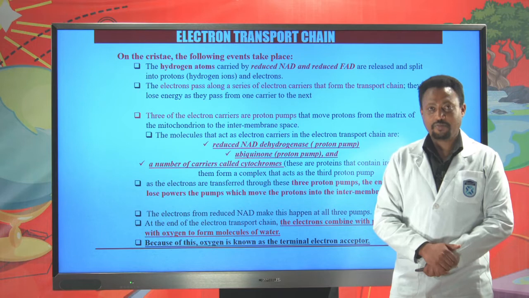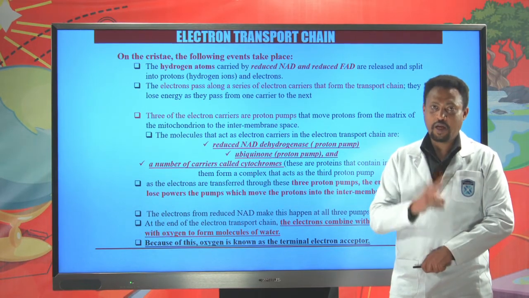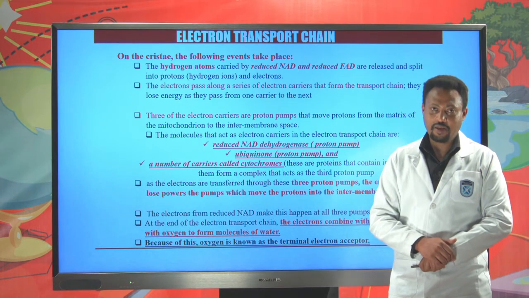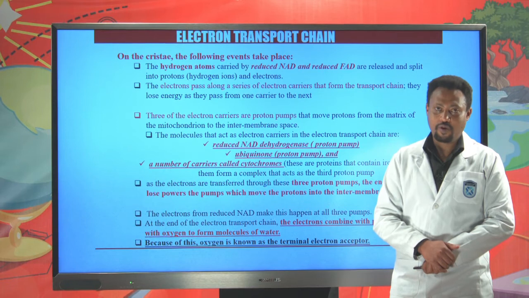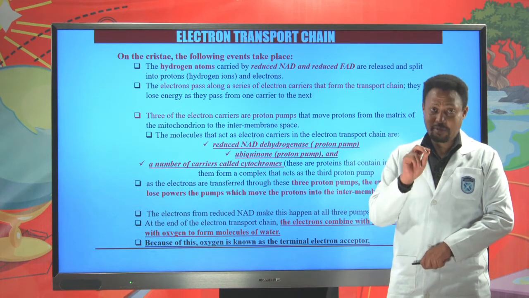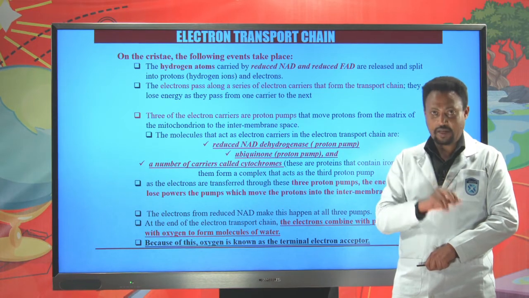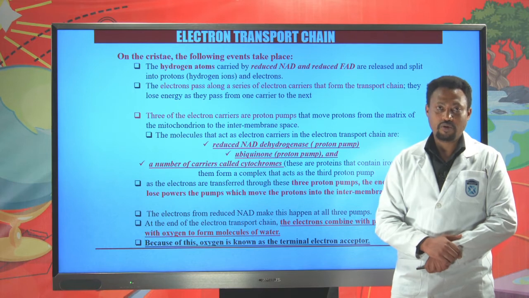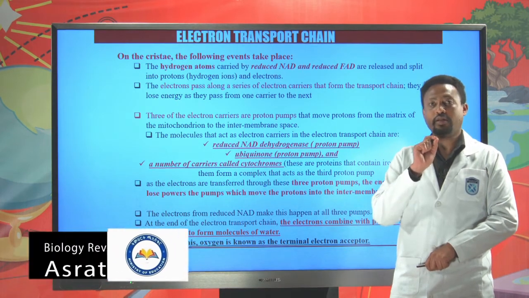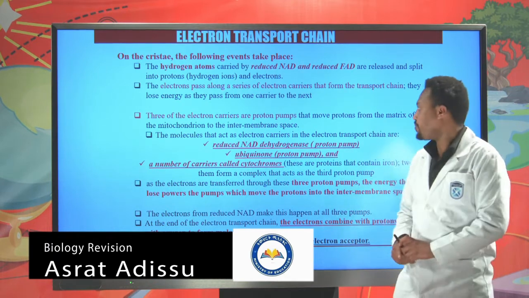Okay, let me tell you. In glycolysis, 2 NAD. In link reaction, again, 2 NAD. How many? 4. And in the Krebs cycle, 2 Krebs cycles happen in the process, 6 NAD. Totally 10 NAD molecules are reduced in one single cellular respiration process using one glucose molecule.